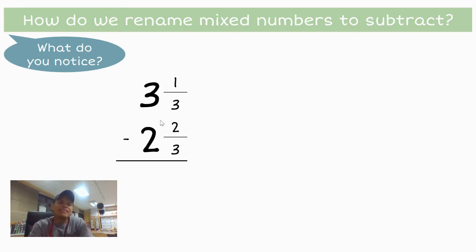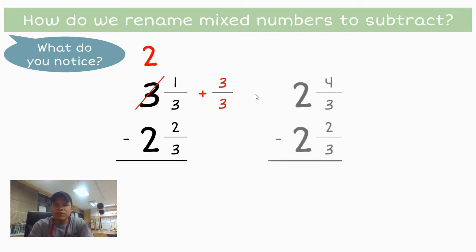So what do you notice about these mixed numbers right here? Hopefully you notice that you cannot subtract 2/3 from 1/3, okay? So we're going to have to do the same thing that we did whenever we were subtracting whole numbers. We're going to have to regroup one whole, and then we're going to add that in fraction form. So now it becomes 2 and 1/3 plus 3/3 is 4/3. Now we can subtract 2 and 4/3 minus 2 and 2/3.